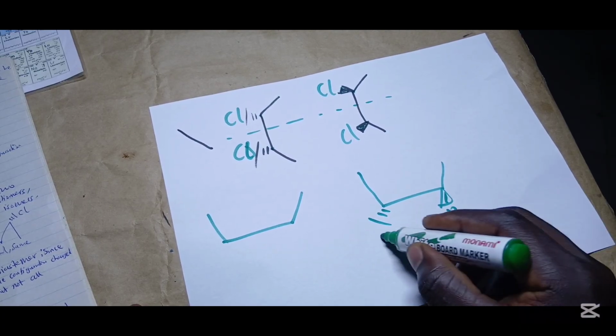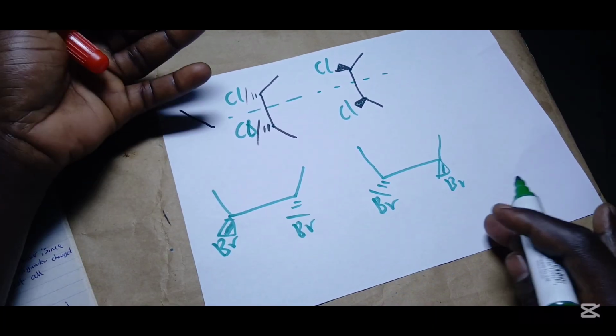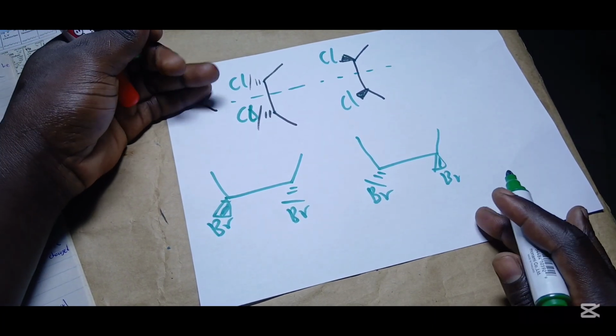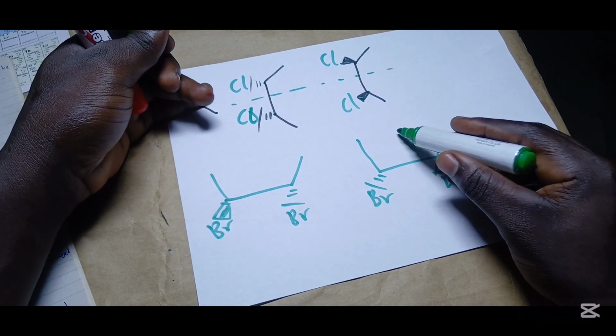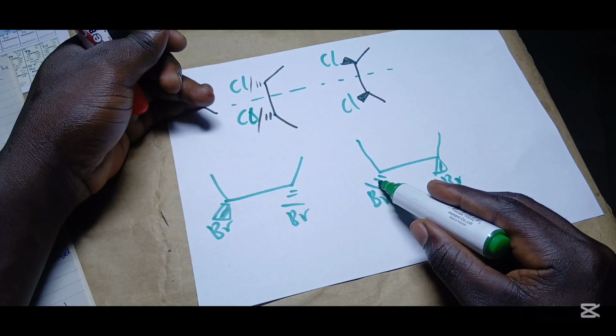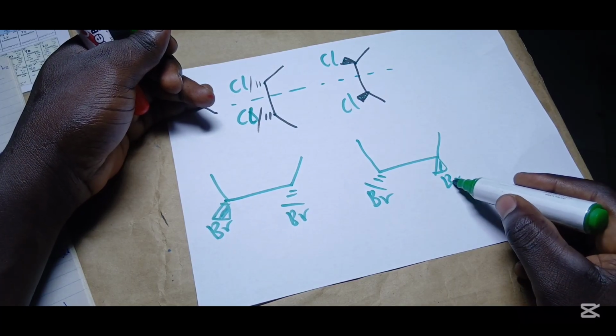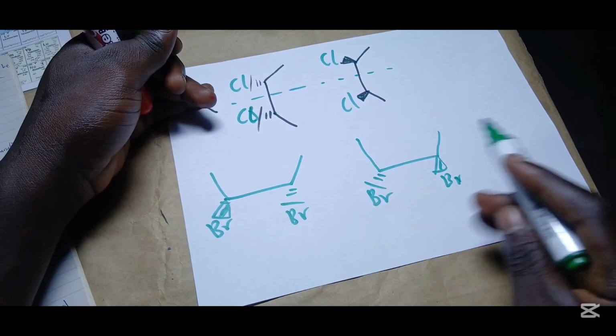Let's say bromine. Now, looking at these molecules, do they have a line of symmetry? No, because if you divide this molecule into two, you get the bromine here on the dash wedge, and the bromine here will be on the solid wedge. So here dash wedge, here solid wedge. You can divide them into two.